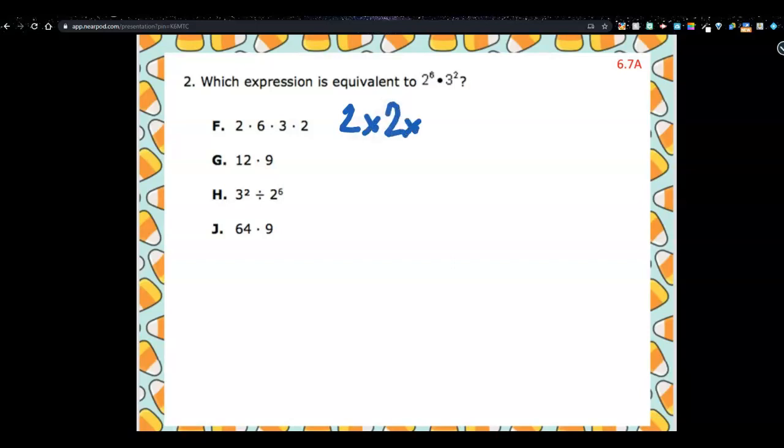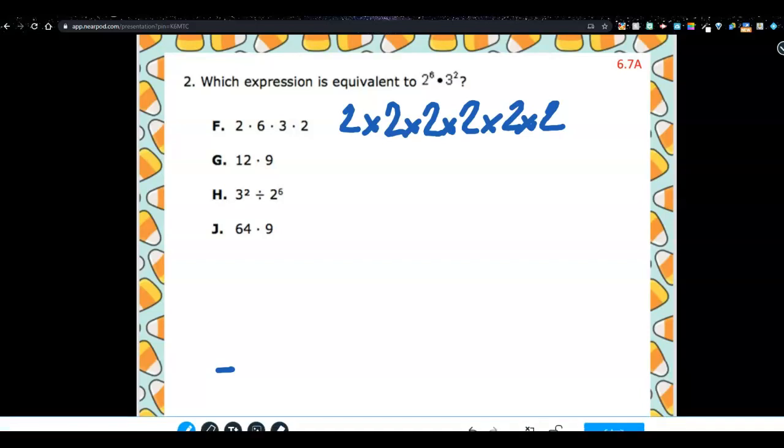1, 2, 3, 4. I would write the dot, but the screen doesn't like when I write dots. So I'm just going to use a multiplication sign. 1, 2, 3, 4, 5, 6, and then I have a couple of 3's over here.